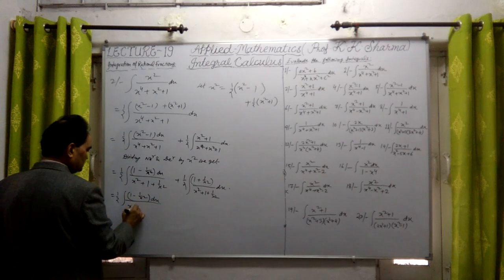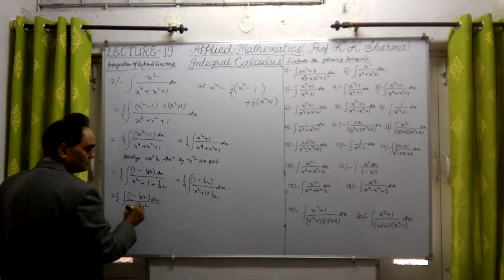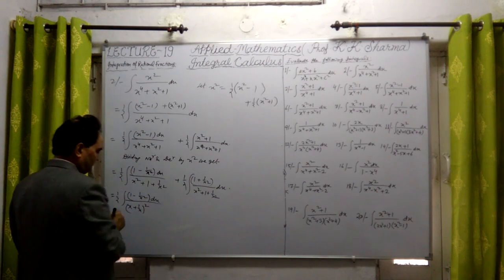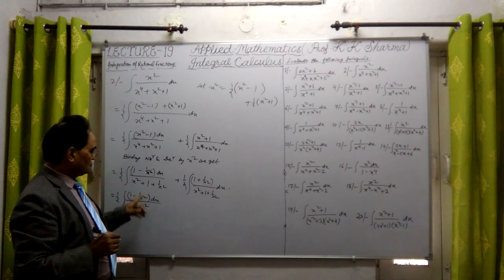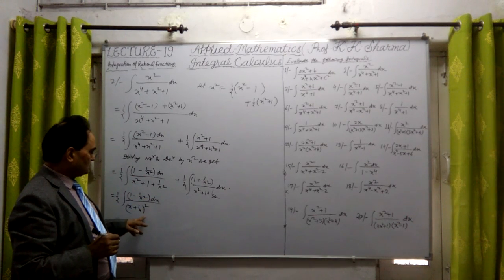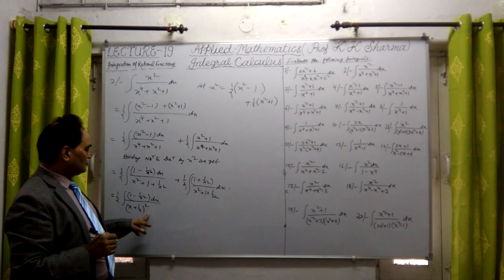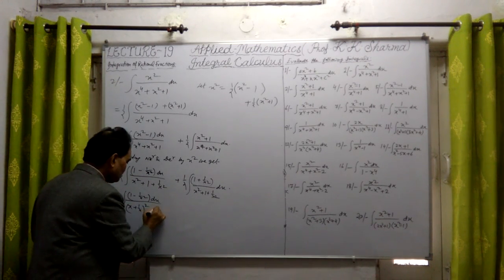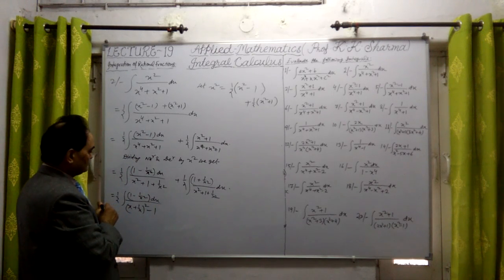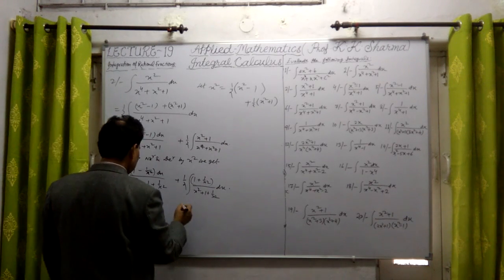That way it can be written as (x + 1/x)². From this you will get plus 2, and this is plus 1. To remove that plus 2, we have to add and subtract: minus 2. Minus 2 and plus 1 will be minus 1.